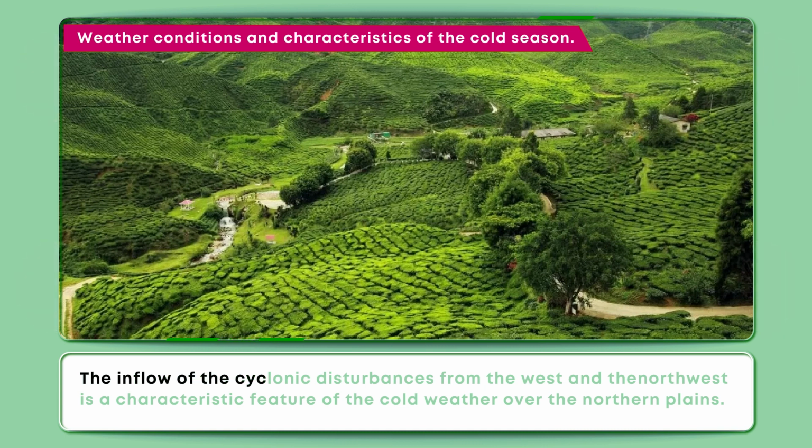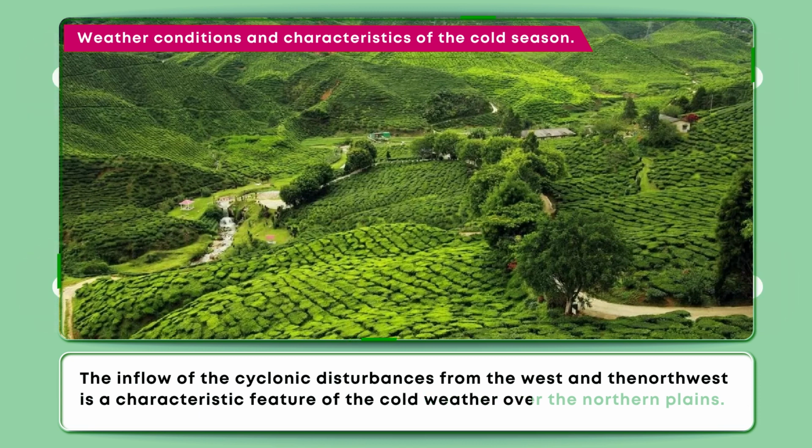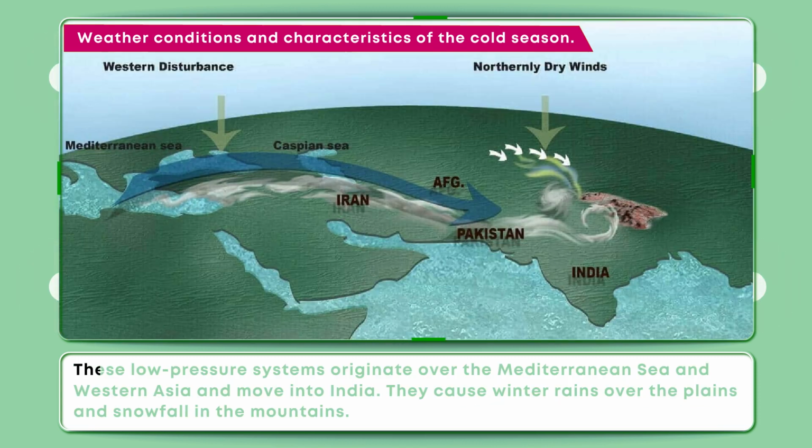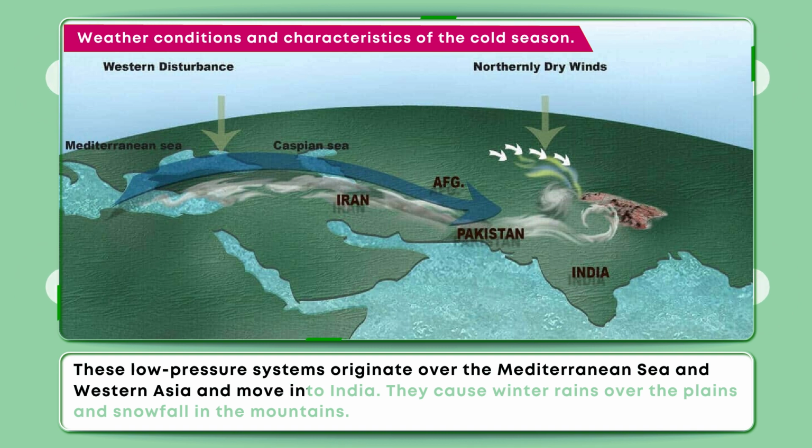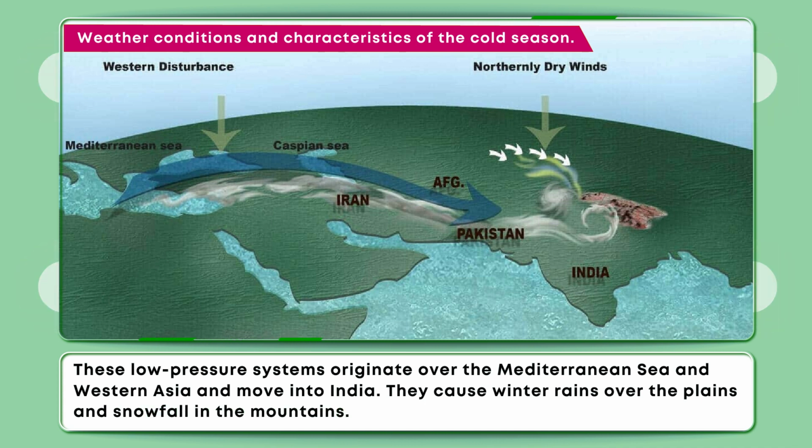The inflow of cyclonic disturbances from the west and northwest is a characteristic feature of the cold weather over the northern plains. These low-pressure systems originate over the Mediterranean Sea and Western Asia and move into India. They cause winter rains over the plains and snowfall in the mountains.